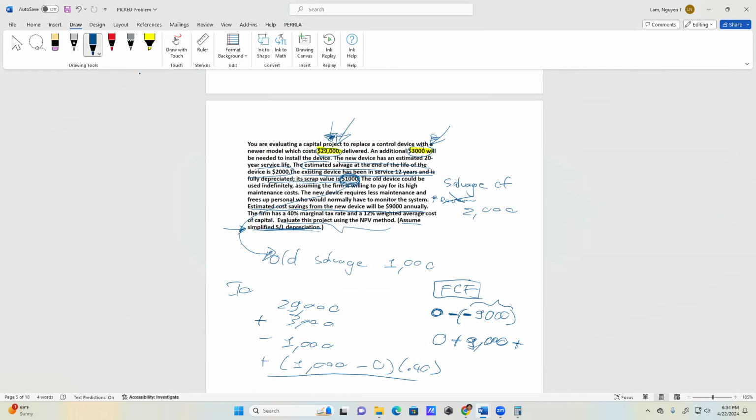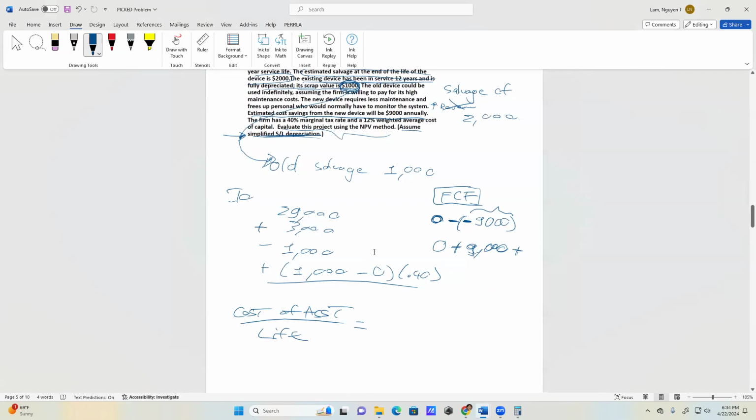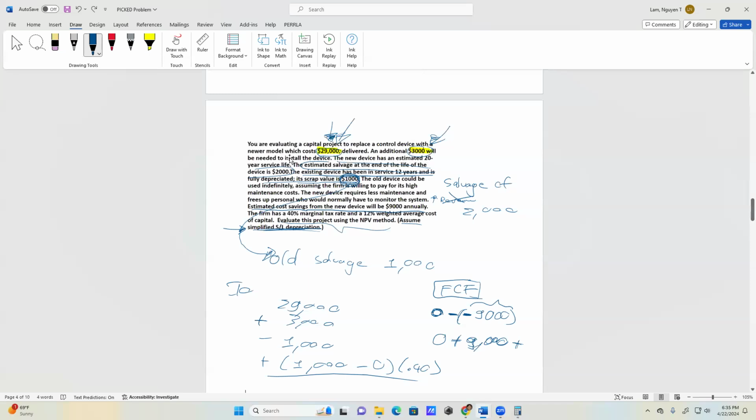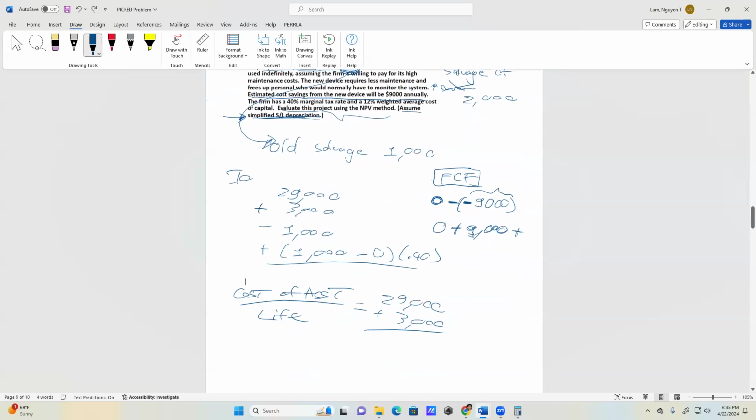And I think that should be it, right? So it should be 2,900 plus 3,000. And that should be the cost of asset. This is also called base asset, or base value, or something similar to that. And then you divide by the number of years of life that it has. And right here it said 20 years, right? So you divide by 20 years, that is the depreciation.